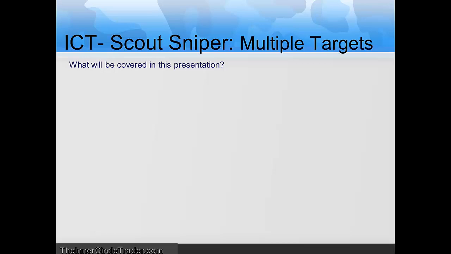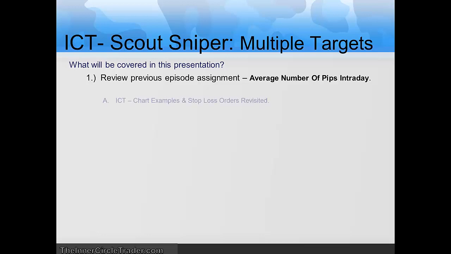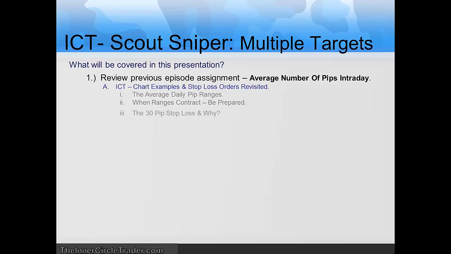What specifically will we be covering in this presentation? Well, we're going to be reviewing the previous assignment, discovering the average number of pips intraday, a study on that. And we're looking at the ICT chart examples and stop loss orders revisited, and the average daily pip ranges. We're going to be discussing when ranges contract and why it's essential for you to be prepared, and the 30 pip stop loss and why.